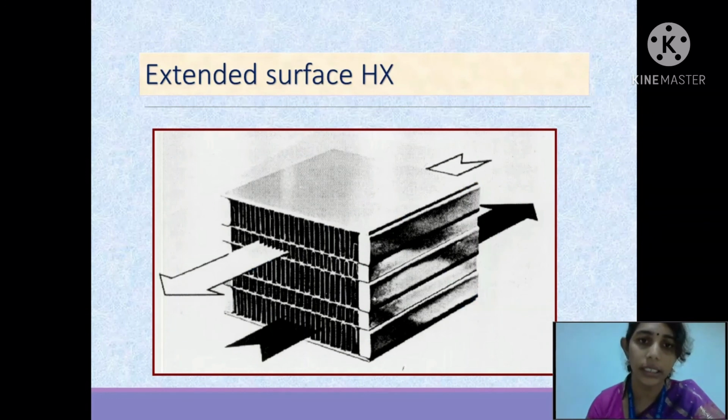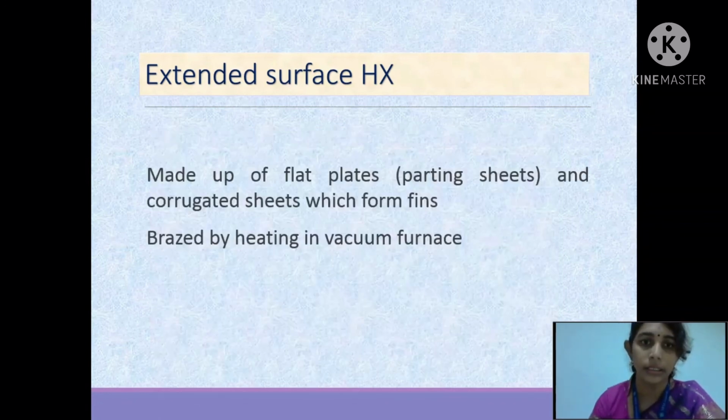The next is the extended surface. These are similar to the plate type heat exchanger. The only difference is you have the corrugated sheets here. These are the corrugated sheets. These sheets actually act as fins. So fins which are attached to these plates resemble an extended surface, and this is formed by a brazing operation. So these are made of plates and corrugated sheets which form the fins. They are normally brazed by heating in a vacuum furnace.